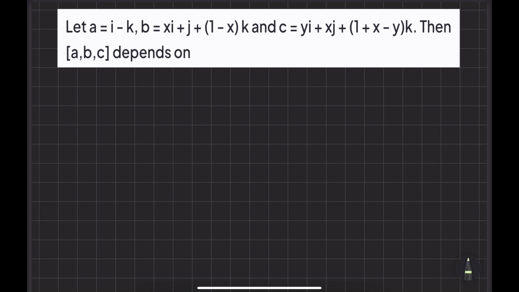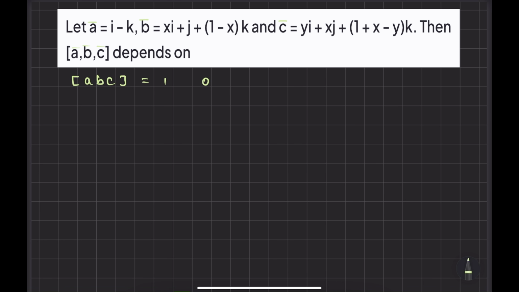So, we got a wholesome new problem which says: let vector A equals this, vector B equals this, and vector C equals this. Then, the box product of vectors A, B, C depends upon. So, first you have to find out the box product of A, B, C, and then you have to comment on what it depends upon. So, first write down the coefficients of vector A.